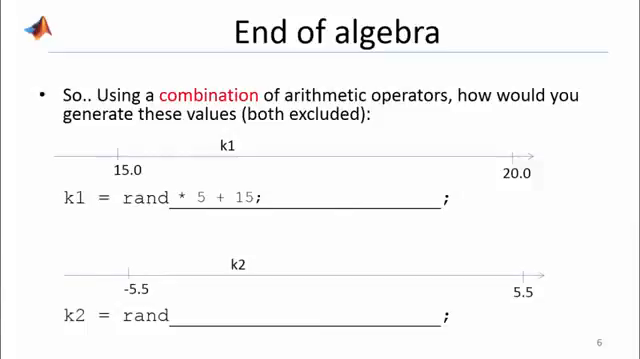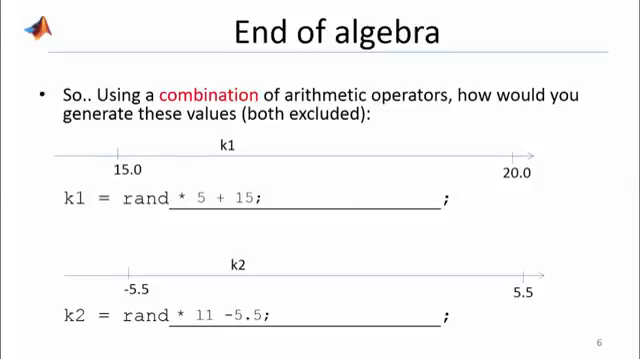Your turn. How do I generate this one? Well, how wide again is your interval? Remember to multiply first. How wide is this thing? You have 5.5 on the left, 5.5 on the right. That's 11 total. So you're going to multiply by 11. That will make an interval between 0 and 11. But then you want to shift it to the left. So you subtract 5.5.